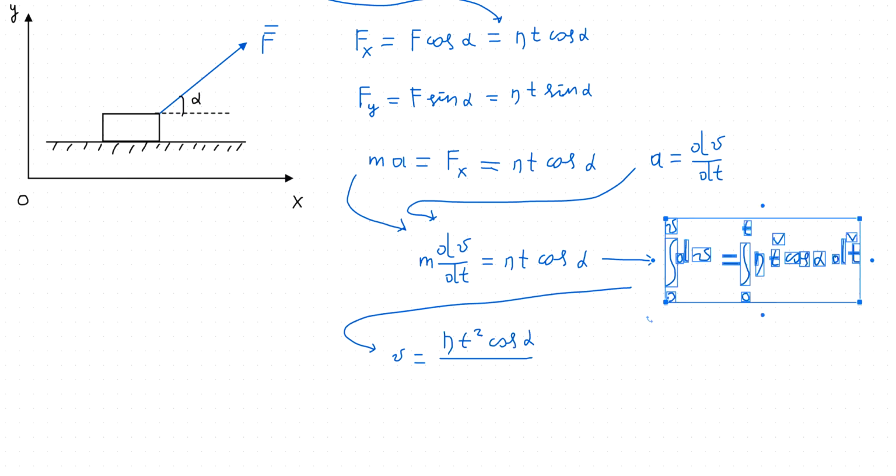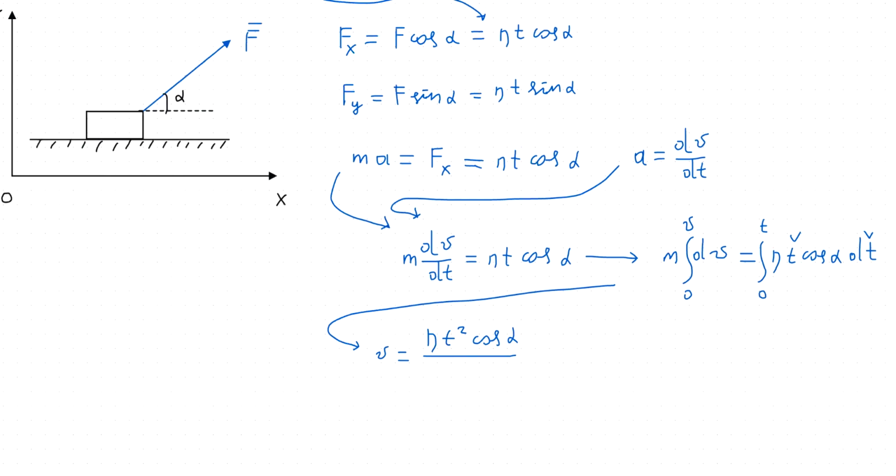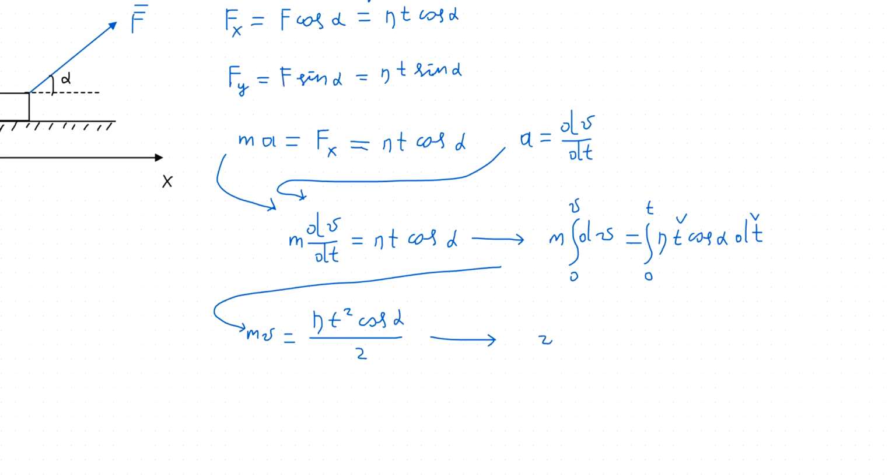So I'll add this. We have m, and here we also have m divided by 2, and here we have v is equal to eta t to the power of 2 cosine alpha divided by 2m. Okay, do you have any questions about this? So far, so good.